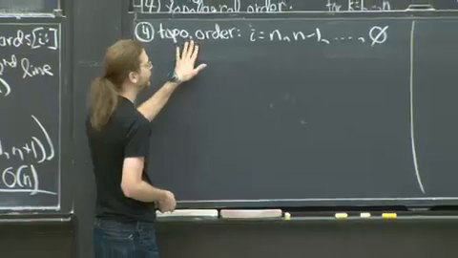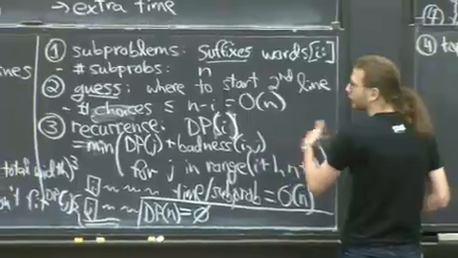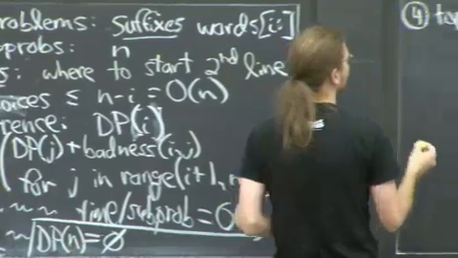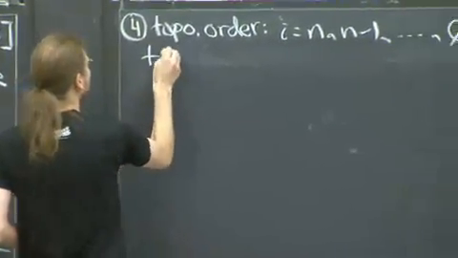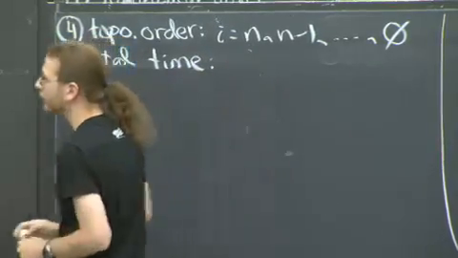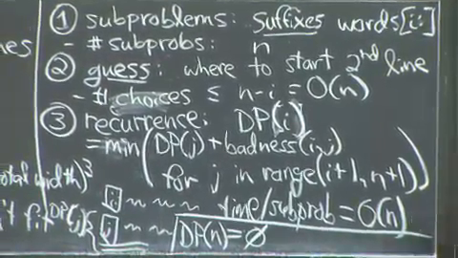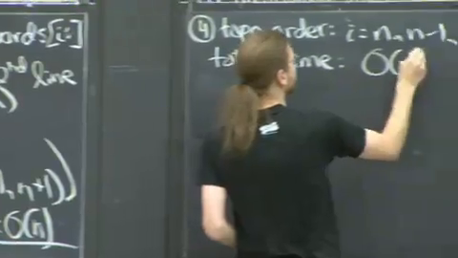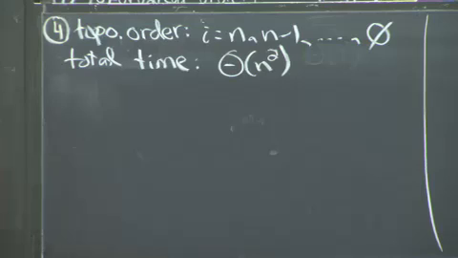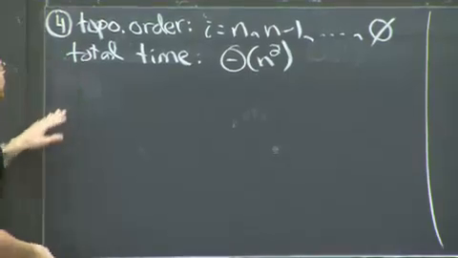OK, so that's our topological order. This one, of course, is instantaneous. And then we work backwards. And always, whenever we need to compute something, we already have the value. The total time we get is going to be the number of subproblems, which is n, times the running time per subproblem, which is order n, which is order n squared. And in the worst case, it is indeed theta n squared. Although in practice, it's going to work better because the lines can't be too long. So that's the running time.